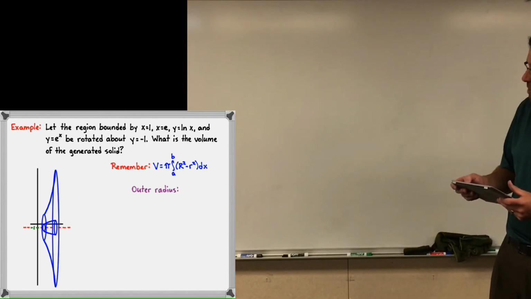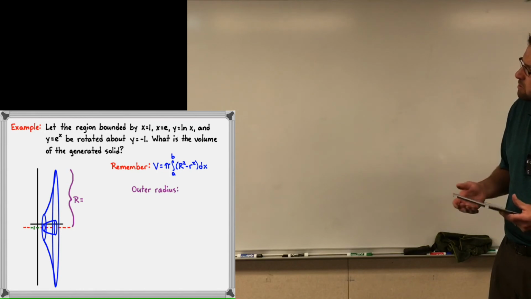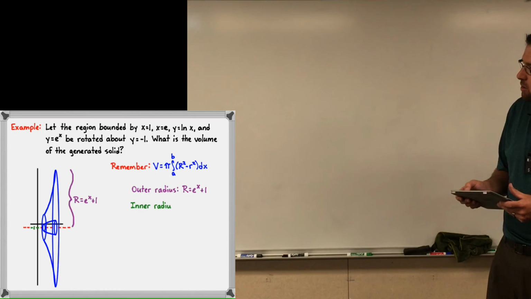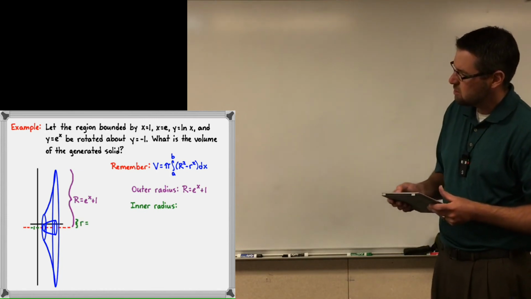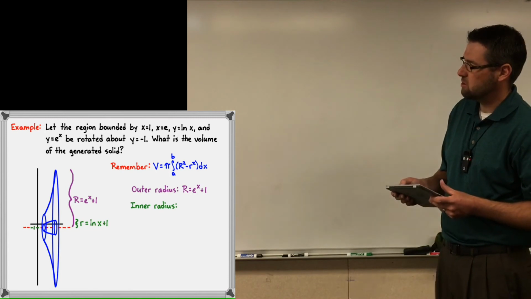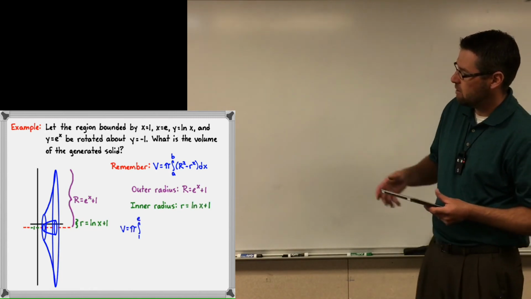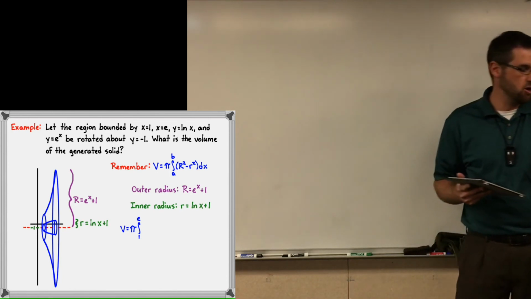The outer radius, or the big radius, is that distance. What's the upper function? e to the x, so what's my radius? e to the x plus 1. And what's my lower, my inner, my smaller radius? Natural log of x plus 1. And then when we go to plug that in, remember it's the volume of one minus the volume of the other.